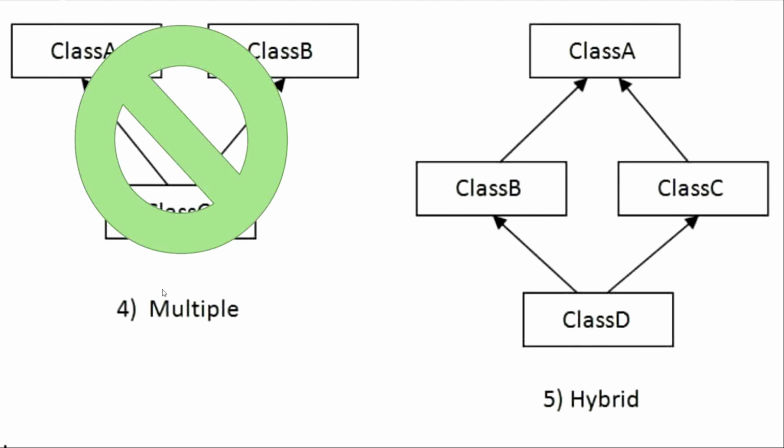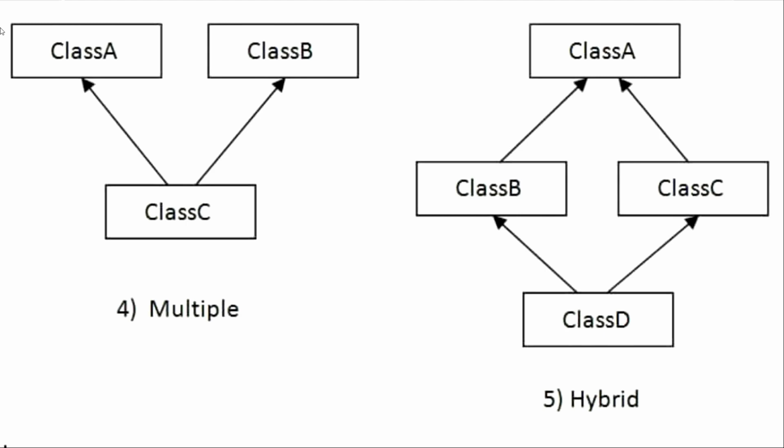You might be wondering why, what's wrong with multiple inheritance? The reason is that Java always wants to simplify the code. They want the language to be simple. They don't want it to be so complex. So they don't support multiple inheritance.